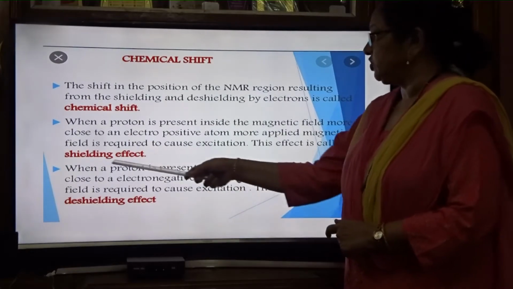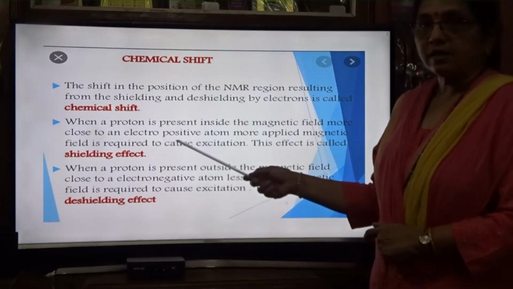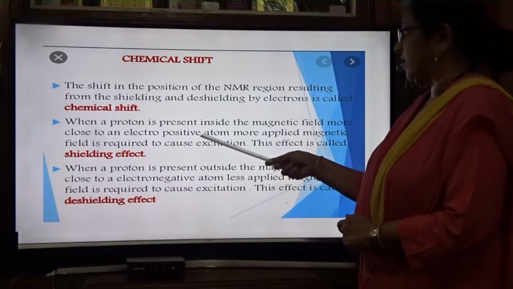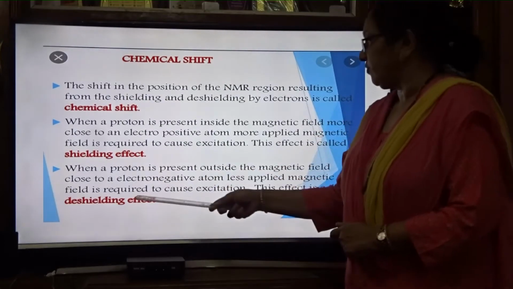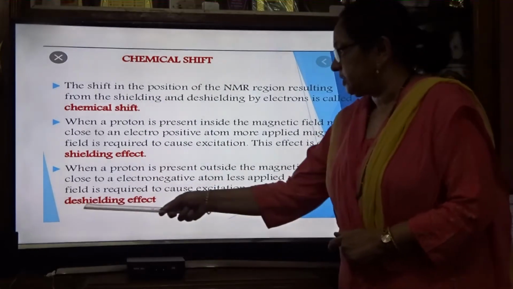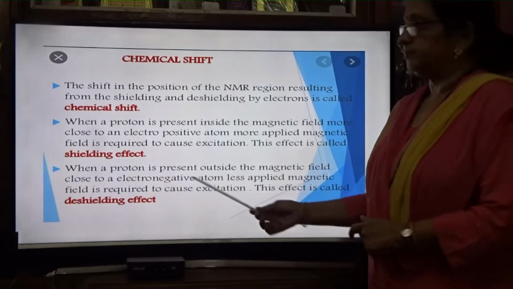You know what shielding is and what deshielding is; we will see more in the next class. So if an electropositive atom is present, it is a shielding effect. If an electronegative atom is present, it is a deshielding effect.